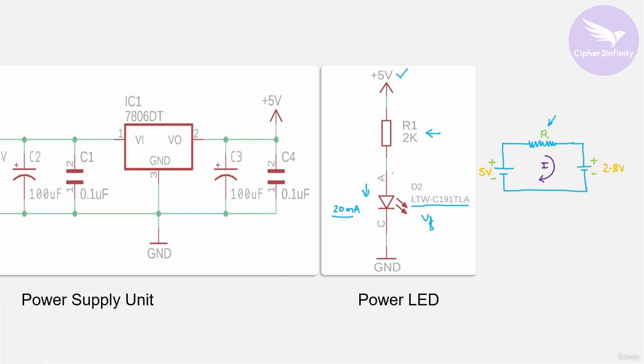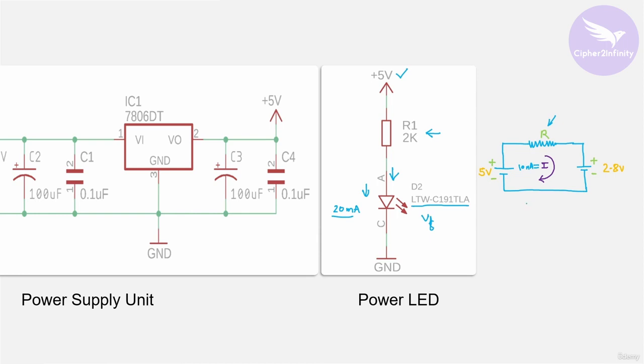So what I will do now is consider a current rating of 10 milliampere. So 10 milliamperes of current is going to pass through this LED. I'm going to consider the value of I in this loop as 10 milliampere.